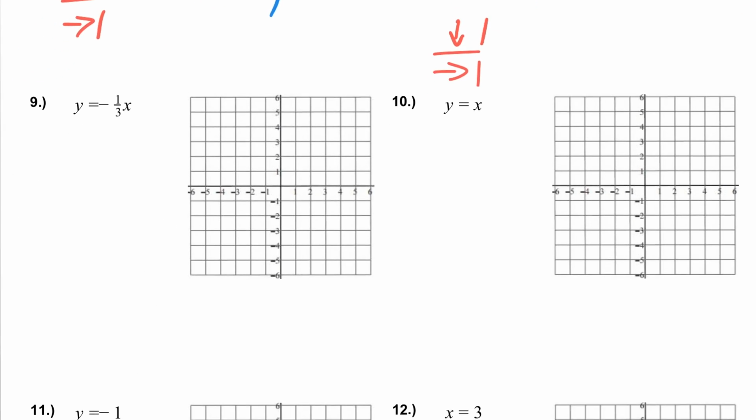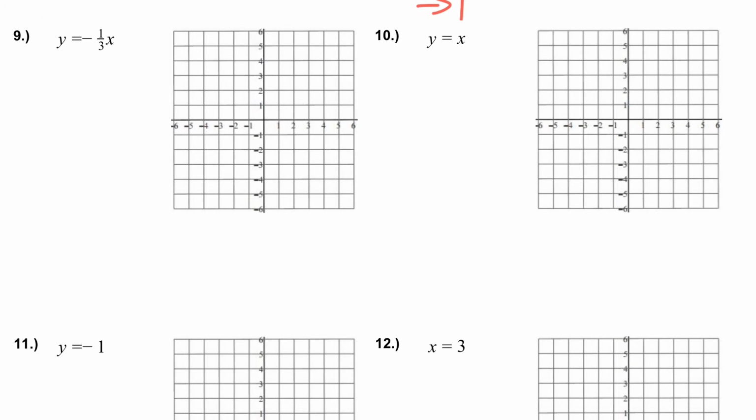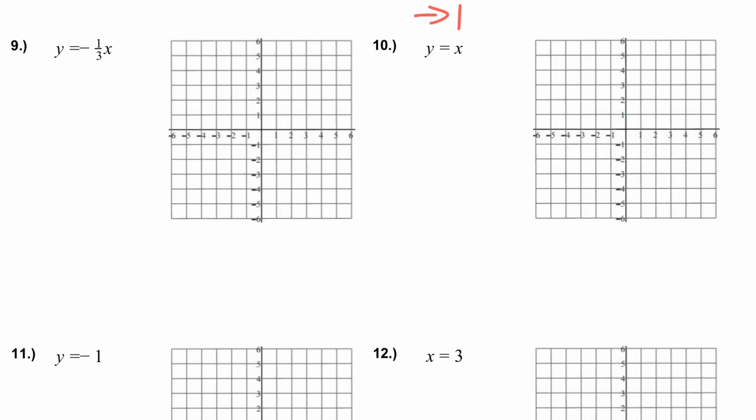How about number 9 here? Let's identify our slope and intercept. Oftentimes that's the most difficult part. So for number 9, y equals negative 1/3 x. Our slope is the number that's attached to x. That's a negative 1/3.